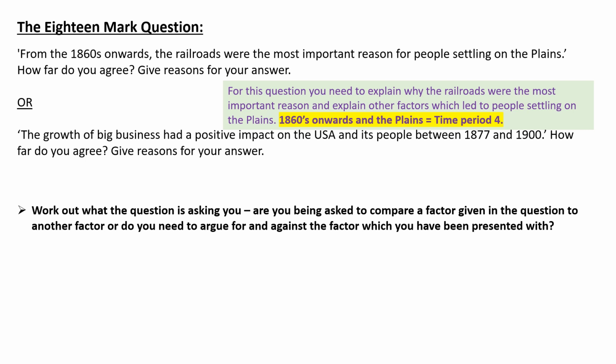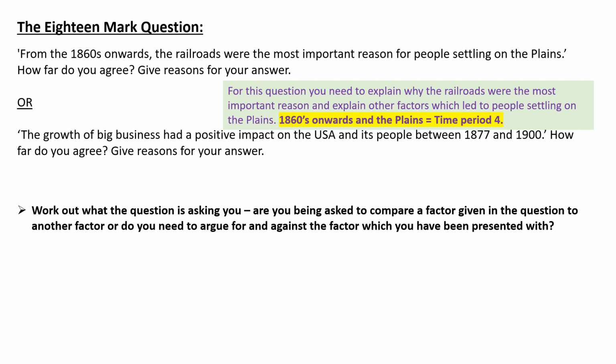Again, it's worth us making sure that we know which time period this is focused on, and for us, because this is the 1860s and it's in relation to settling on the plains, we know that this must be time period 4. We also have, for our second question, the growth of big business had a positive impact on the USA and its people between 1877 and 1900. How far do you agree?